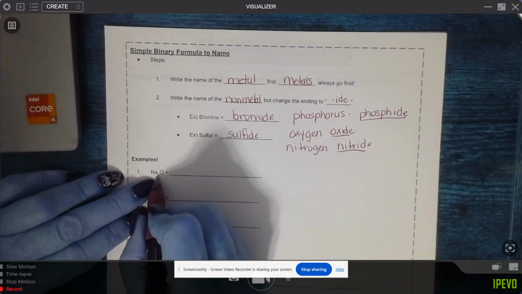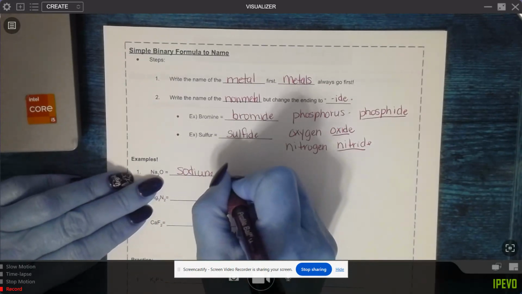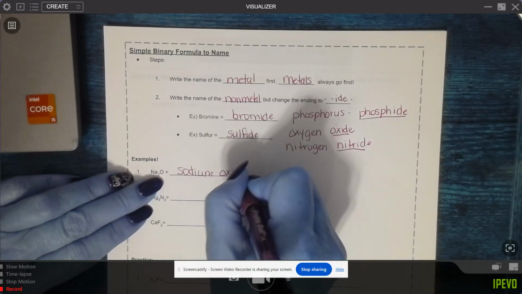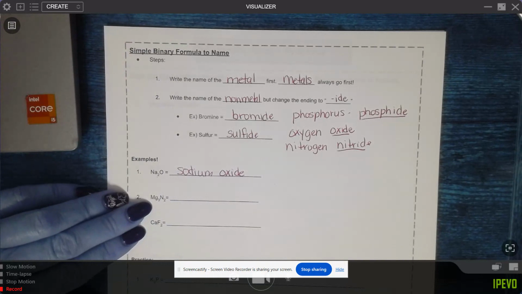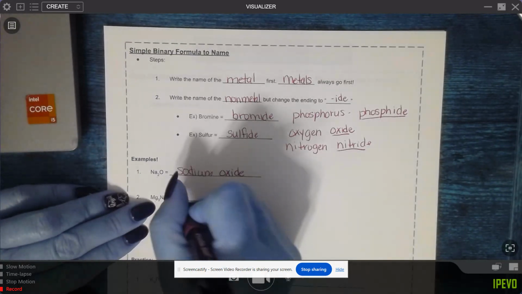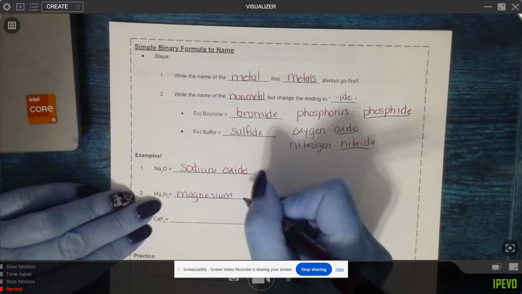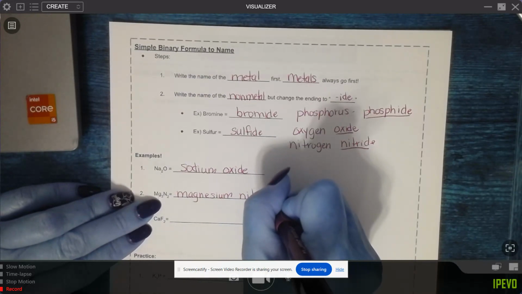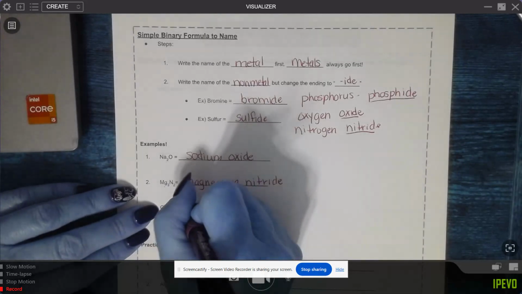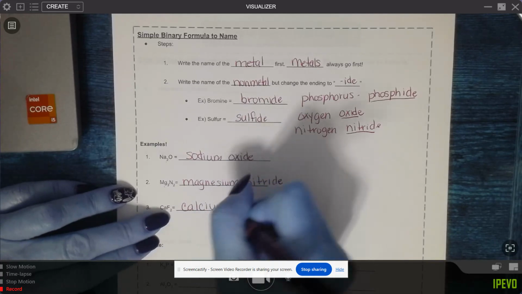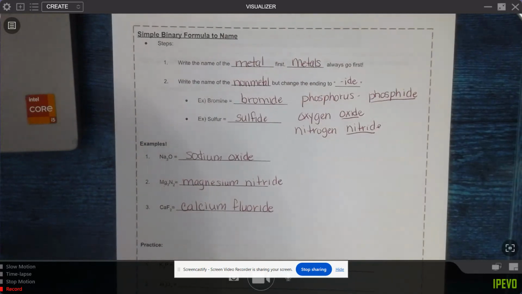So here's some examples. Here we have Na2O. Na is sodium. O is oxygen, so I'm going to change that to IDE, so oxide. So the name is sodium oxide. The numbers, we don't do anything with the numbers here. Mg3N2. Mg is magnesium. N is nitrogen, which we're going to call nitride. So magnesium nitride. Finally we have CaF2. Ca is calcium. F is fluorine, which we will change to be fluoride. So calcium fluoride.